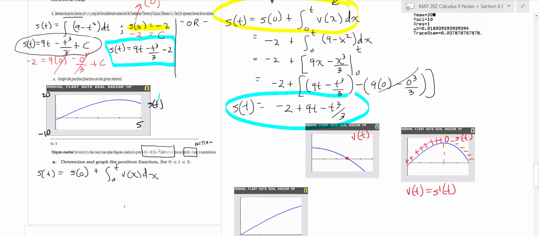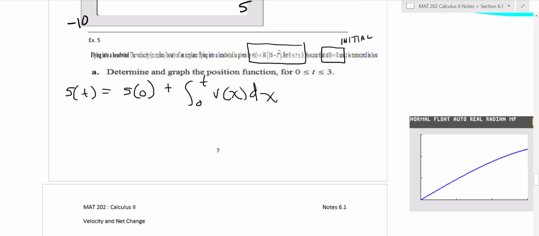Okay, so this should be a pretty simple integral. The integrals in this section aren't too bad because we're just using the types of integrals that you learned in Calc 1. Okay, so according to this, S of 0 is 0. That was given. So that's a given. Then we have the integral from 0 to t of this function, which is 30, 16 minus t squared, dx.